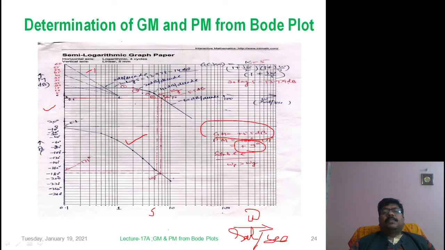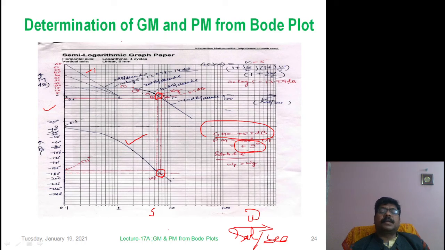Now from these two plots we have to identify the gain crossover frequency and phase crossover frequency. This is the point where the Bode magnitude plot crosses the 0 dB line, and this frequency is known as the gain crossover frequency, while this is the frequency where the phase plot crosses minus 180 degrees, and that is known as the phase crossover frequency.